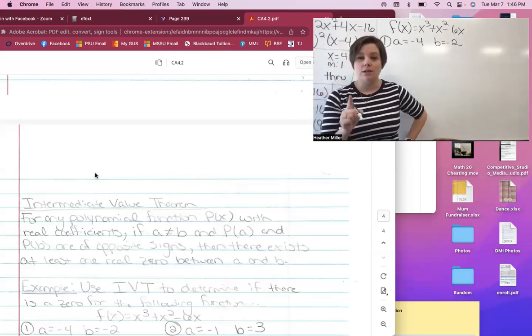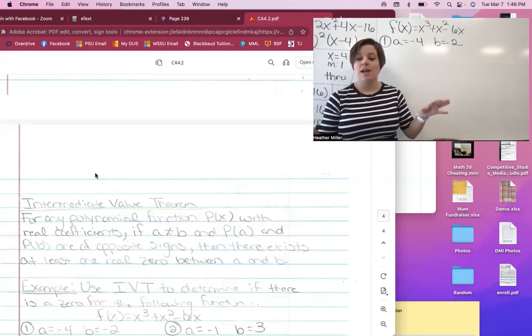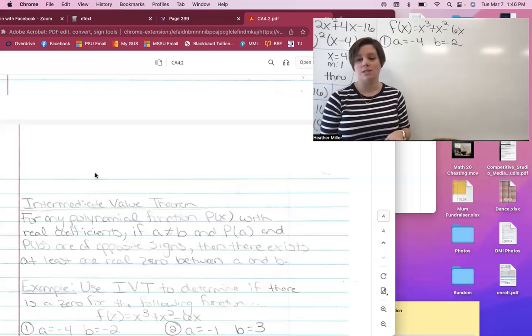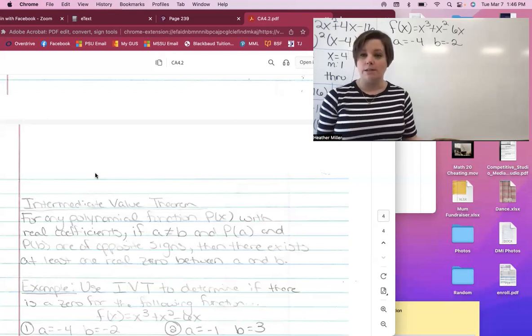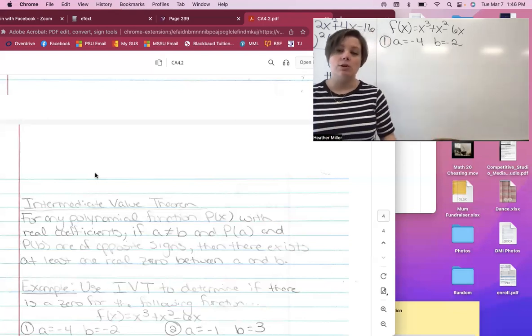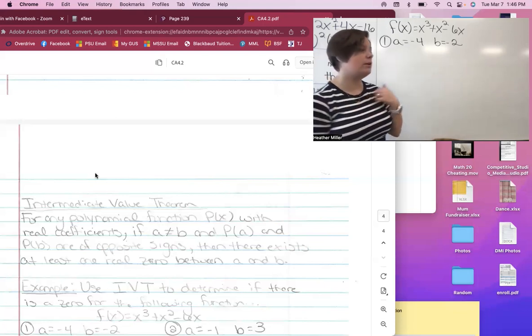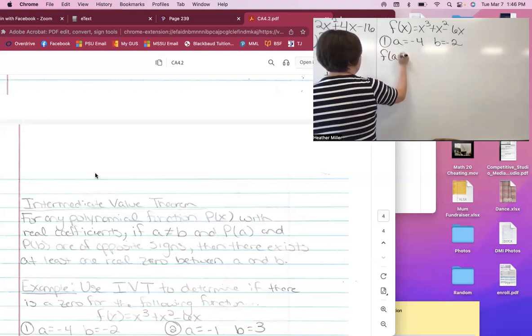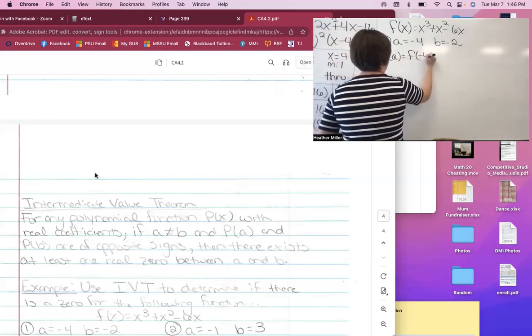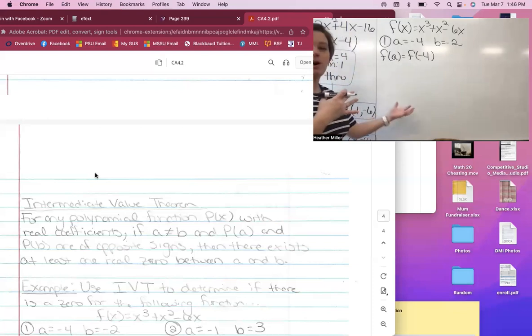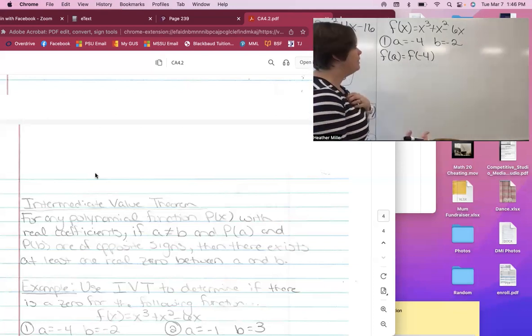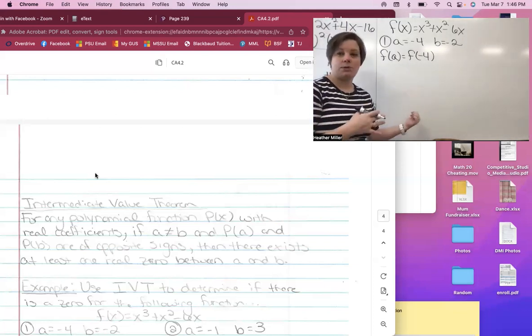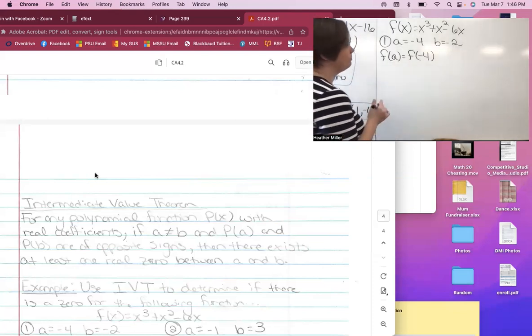And we're going to use the intermediate value theorem to see if there is a zero between them. Now, we can only guarantee that there's a zero if, when we plug these in and solve, we have opposite signs. If they have the same sign, we can't guarantee anything because there could very well be a zero that lies between them, but we don't know that based on this theorem. We only know it if the signs are opposite. So what we have to do is find f of a, which is f of -4, and see if we get a positive or a negative solution. And then we're going to do the same thing with b. We're going to find f of b and see if we get a positive or a negative solution.